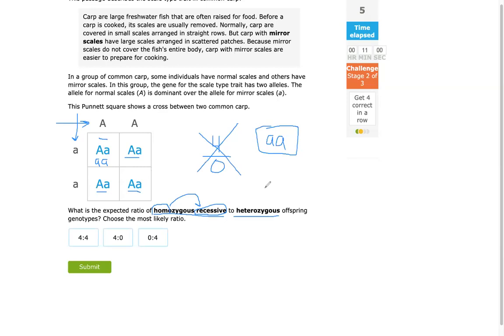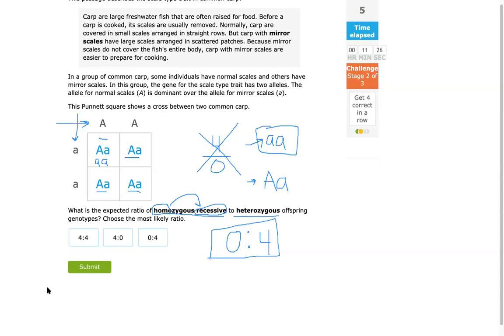Heterozygous. Remember, hetero means different. So hetero means different types of letters. So how many homozygous recessives do we have in this box? Zero. How many heterozygous do we have in the box? Four. So this is our answer.